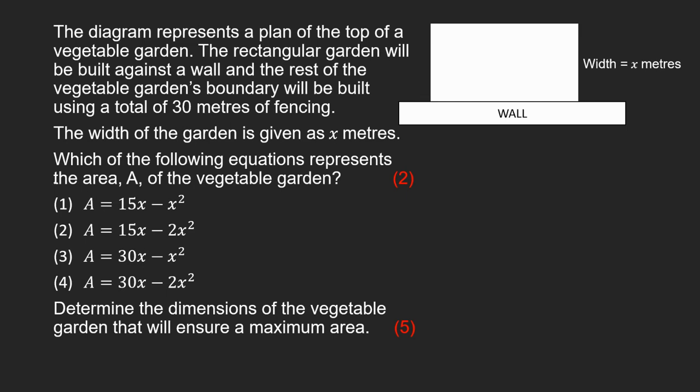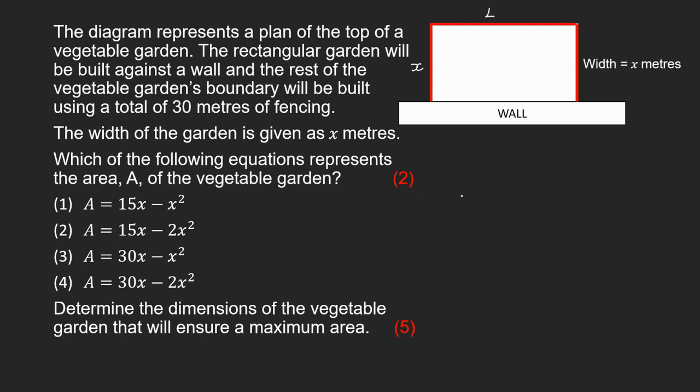The boundary of the garden will be like this. I'm going to show it using red. This is the boundary of the garden in red. So the red part there is the one which is 30 meters. Since it's a rectangle, this side is also x meters. What will be the length?